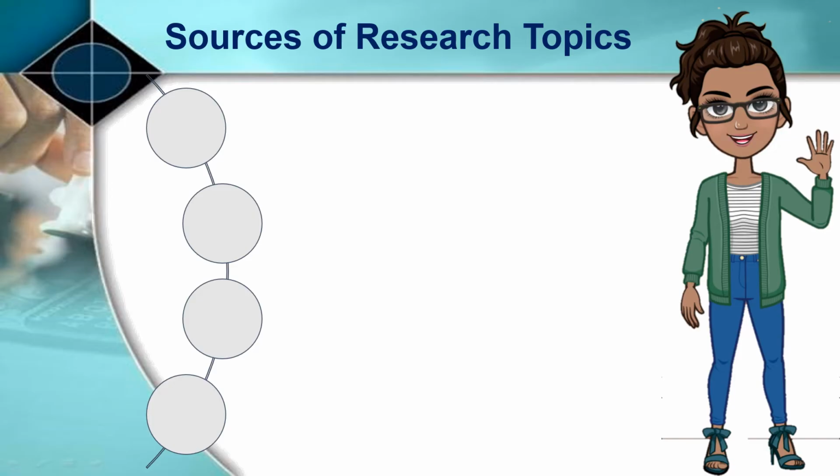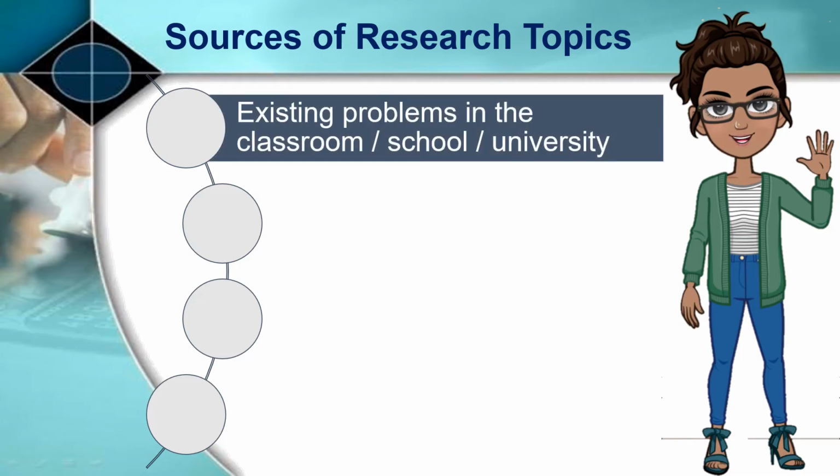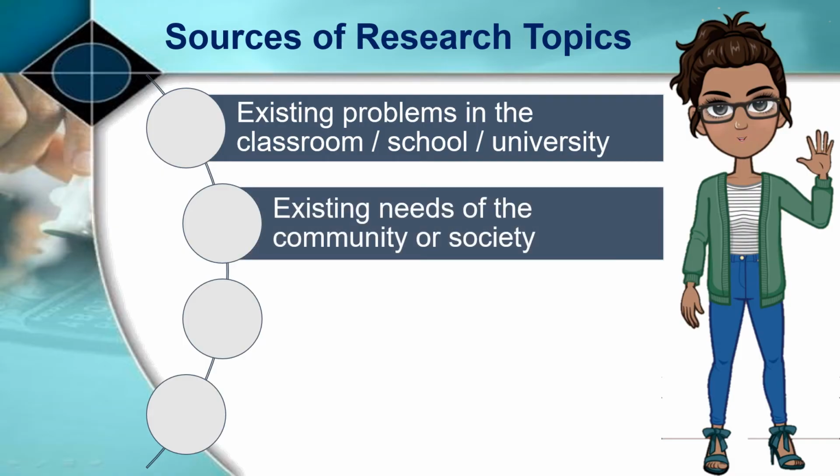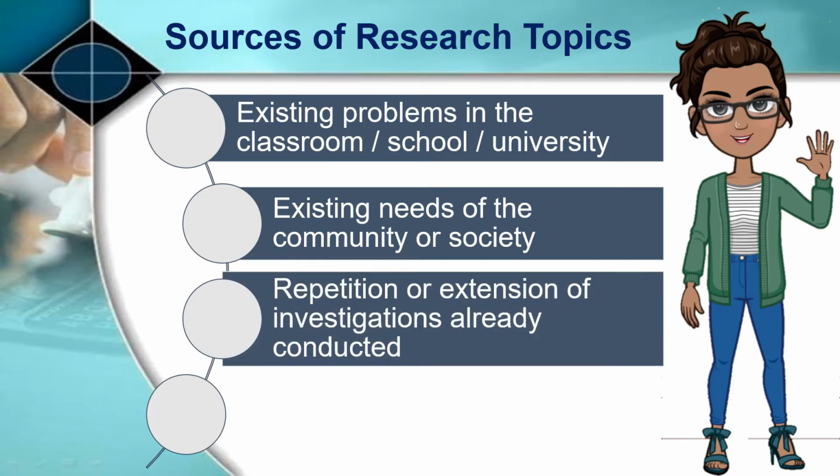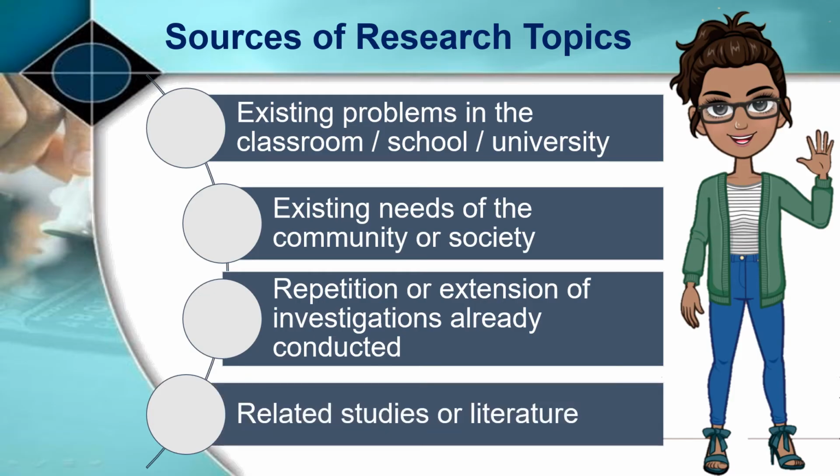The fifth source is the existing problems in the classroom, school, campus, or university, which one may want to solve, are good sources of research problems. 6. Existing needs of the community or society. 7. Repetition or extension of investigations already conducted or may be an offshoot of studies underway, according to Angeles in 1966. Number 8. Related studies and literatures.